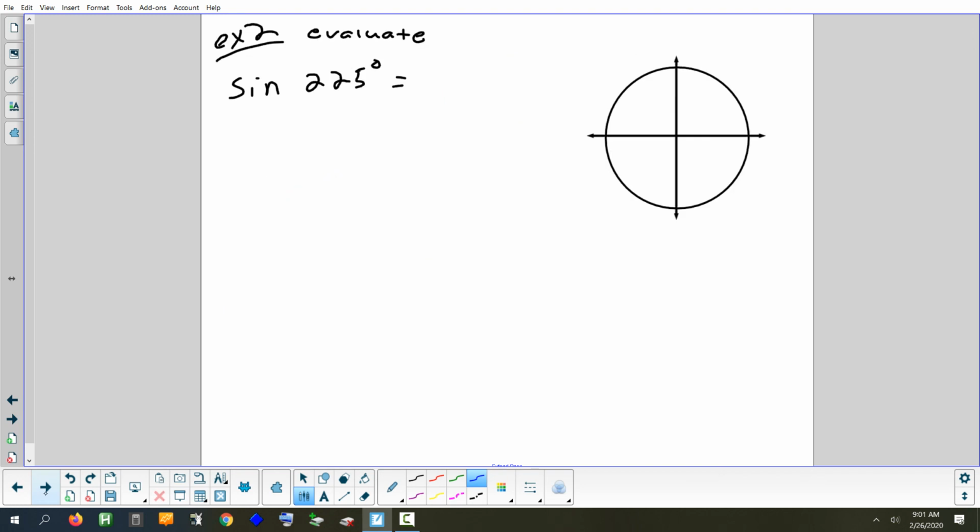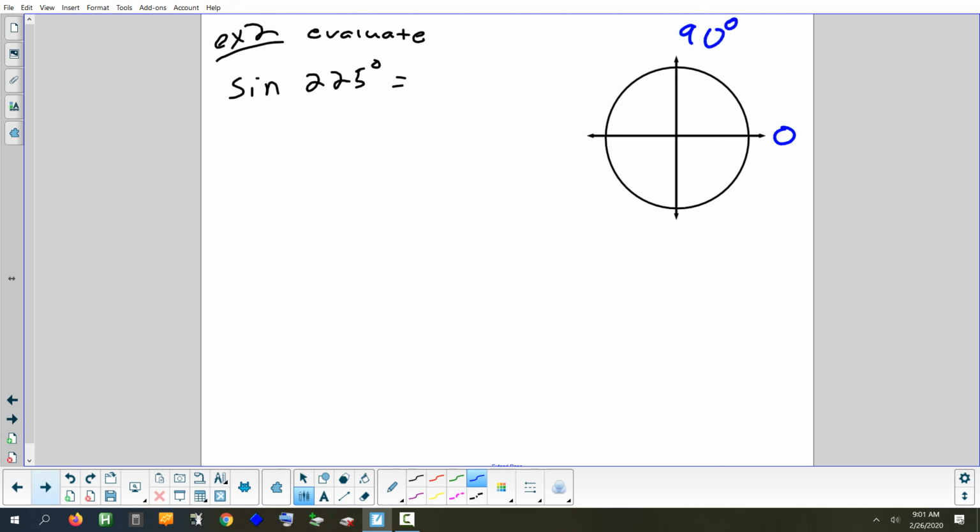All right, let's try this one. Sine 225. So this definitely is an angle that's not in the first quadrant. So sometimes the sketch is a little bit helpful. Bless you. Thank you. So you can figure out, wait, should I have x negative? Should I have y negative? Should I have both negative? So we'll figure that out.